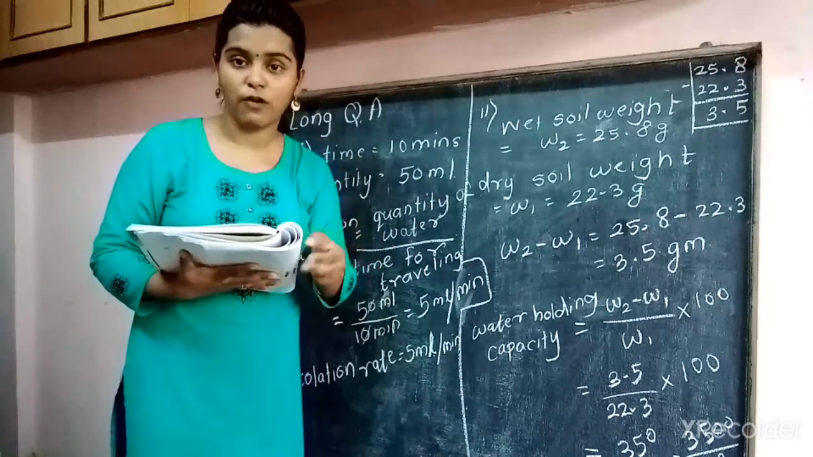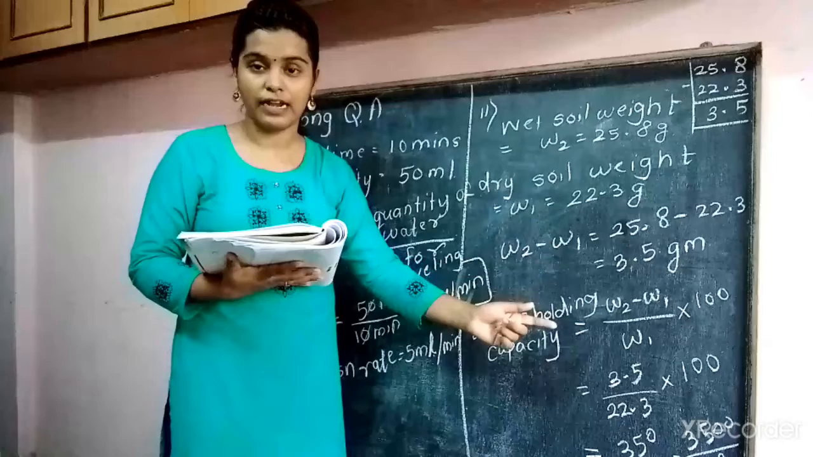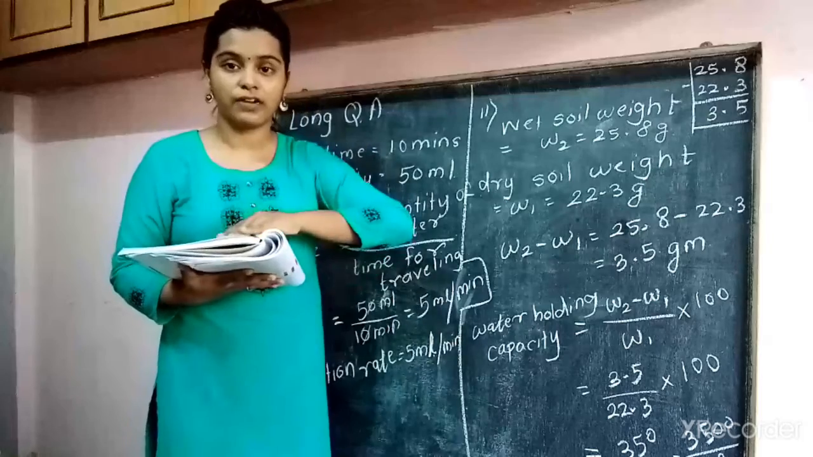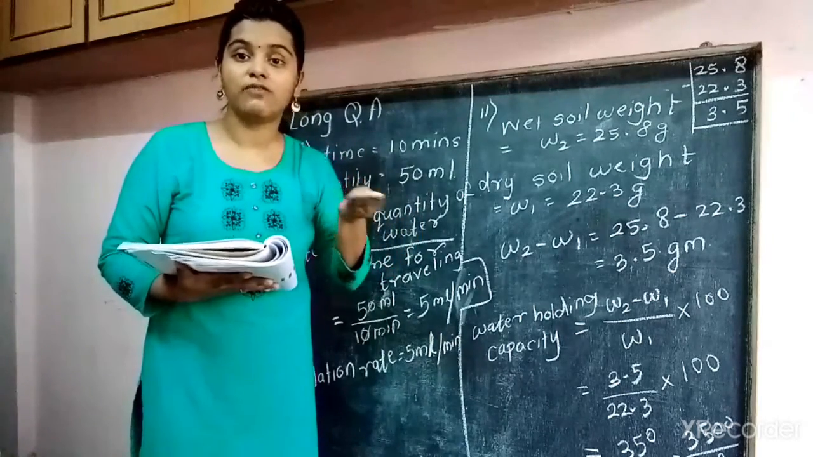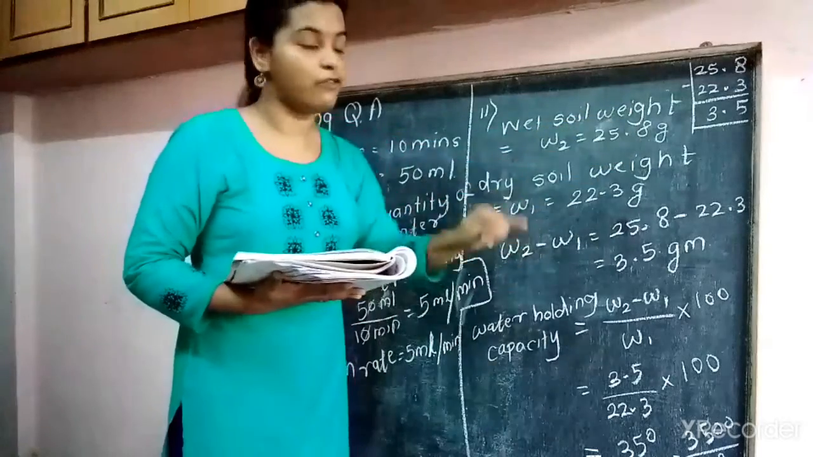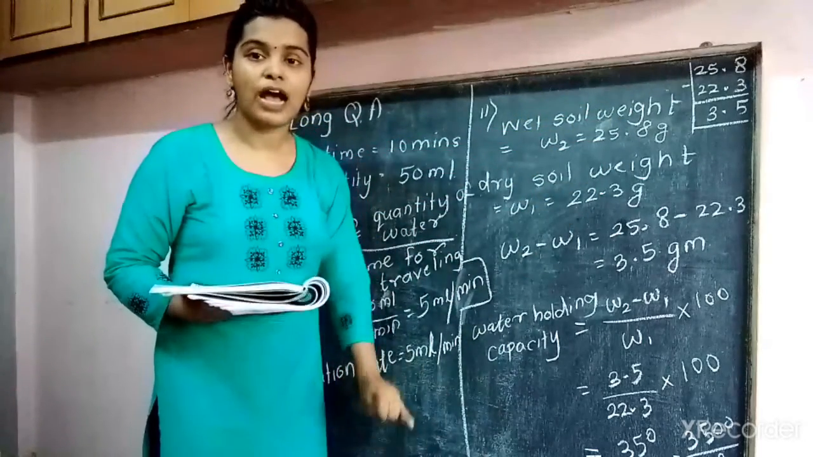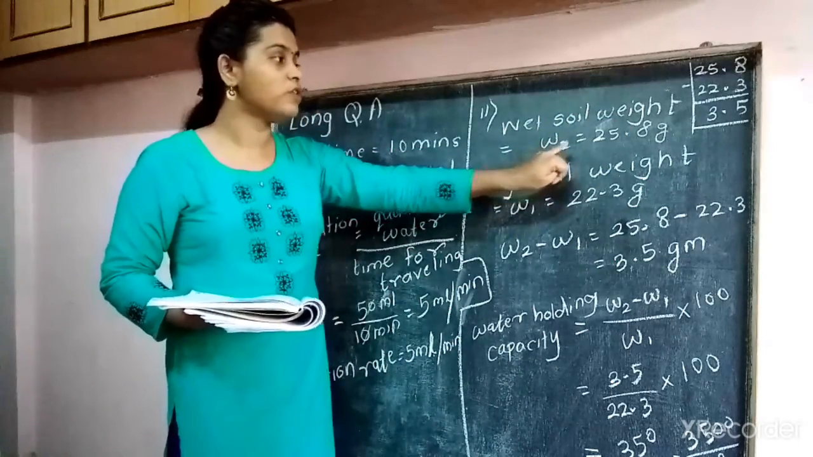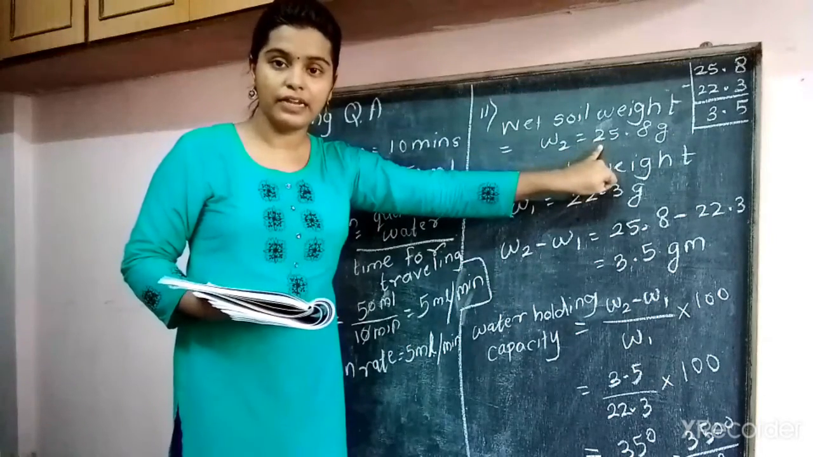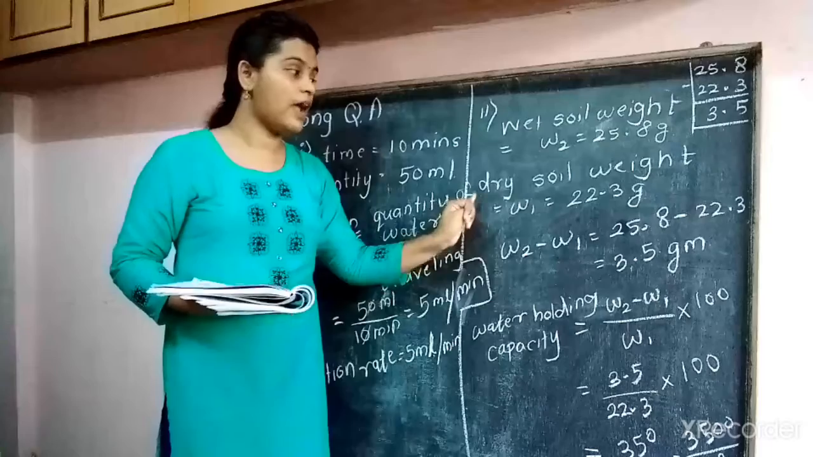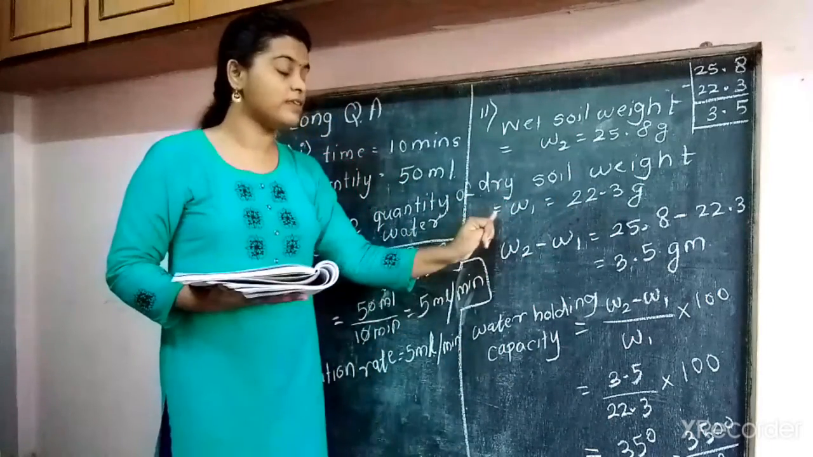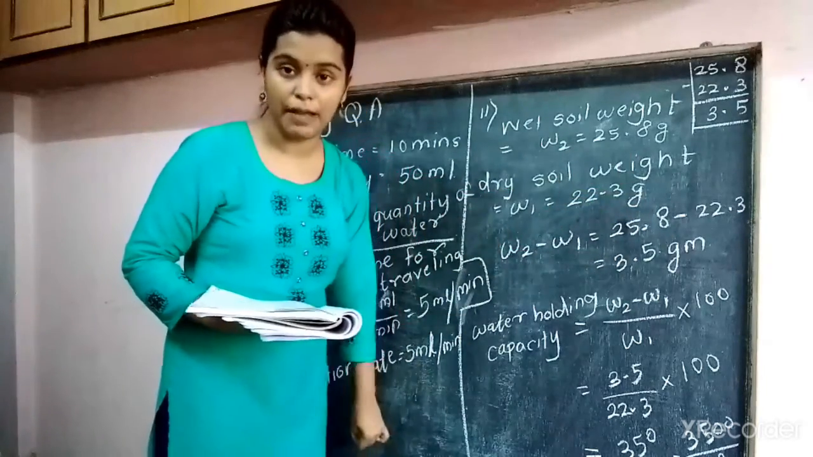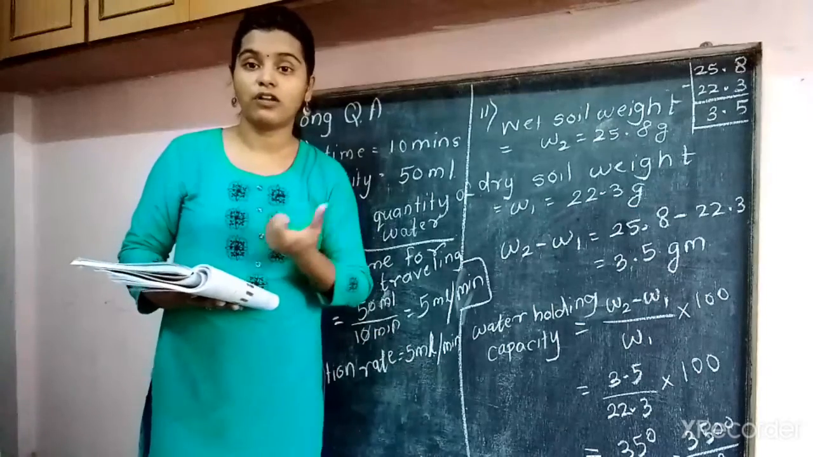Now we have two new pieces of information. The same soil is taken for the second example, and this soil is weighed before drying and after drying. The wet soil weight we write with the notation W2, which is 25.8 gram. Then the dry soil weight is W1, which is given as 22.3 gram. Now we want to find the water holding capacity.